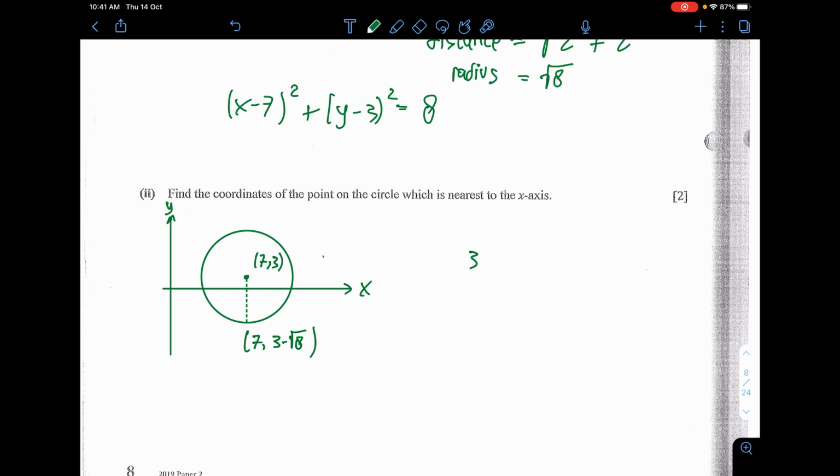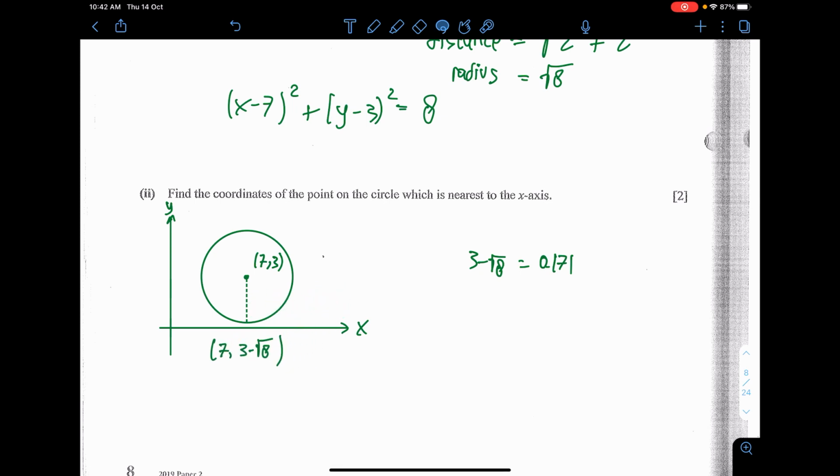Now you key this in the calculator, right? 3 minus root 8. What do you get? You'll get 0.171. So there's a correction here. Since the lowest point is 0.171, it doesn't cross the x-axis. It should be like this, almost crossing the x-axis. This point here should be the closest to the x-axis. So the coordinates of the point is 7, 3 minus root 8.